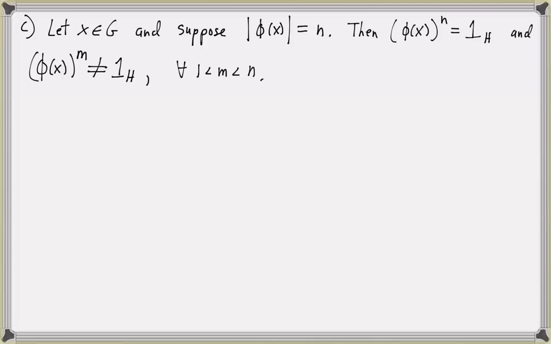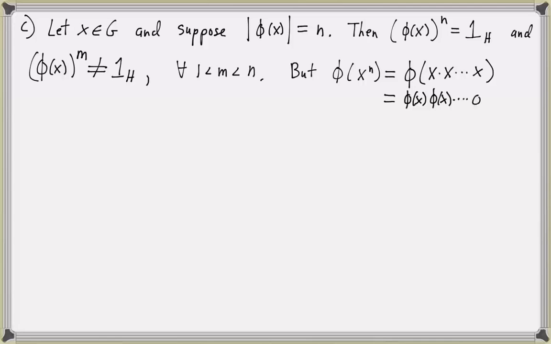Now let's look at phi of x to the n. Well, x to the n is x times itself, a total of n times. And by applying the definition of a homomorphism over and over and over, we see that this just equals phi of x times phi of x times phi of x, n times. So this is phi of x to the power n. But n is the order of phi of x, so this just equals the identity.